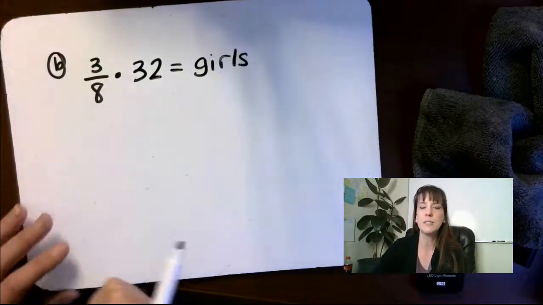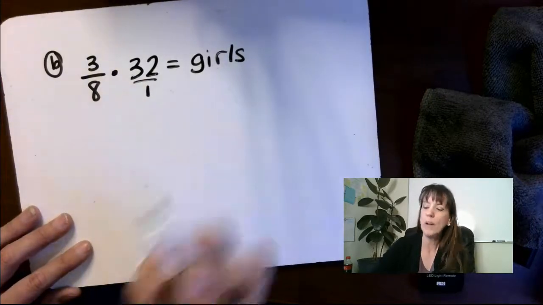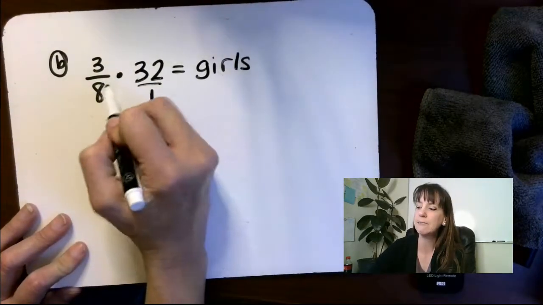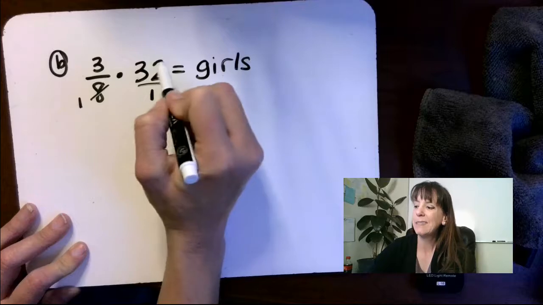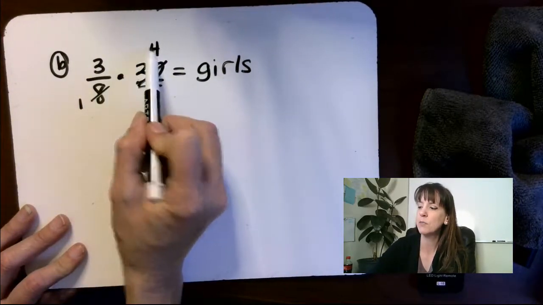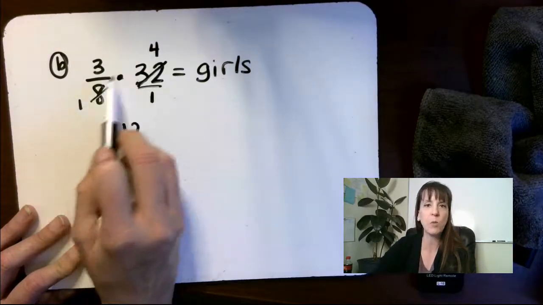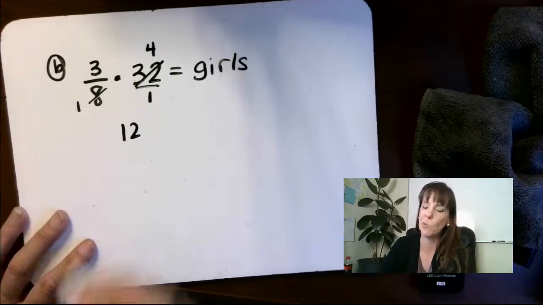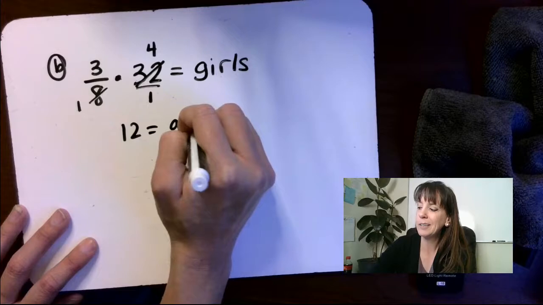Okay? So let's take a look at this. If I put this over 1, I can cross cancel. I can divide this by 8, I'll get 1. Divide this by 8, I get 4. So now what I have upstairs is 3 times 4, which is 12. And downstairs I have 1 times 1, which is 1. I don't need to put 12 over 1. So that means I got 12 girls.